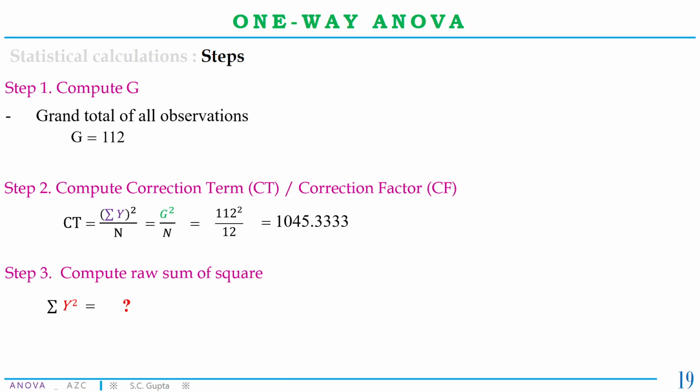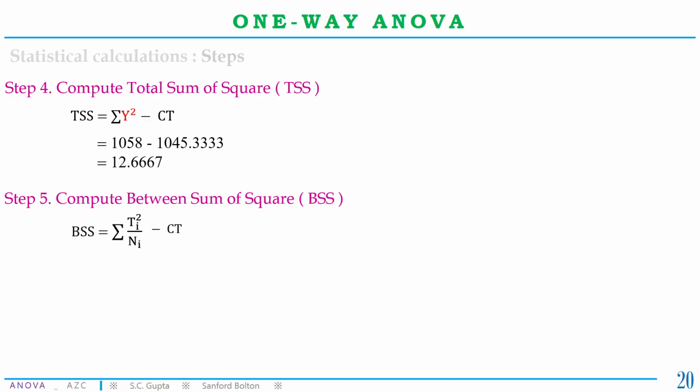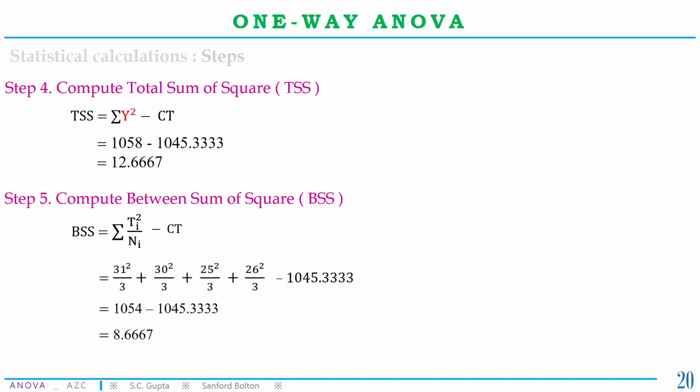Step 3. Compute raw sum of square. It is sum of the square of all observations. This we have already calculated in previous slide number 18. The sum of square is 1058. Step 4. Compute total sum of square, TSS. TSS calculated is 12.6667. Step 5. Compute between sum of square, BSS. BSS obtained is 8.6667.